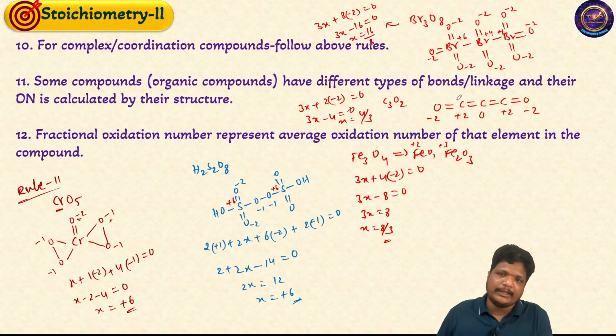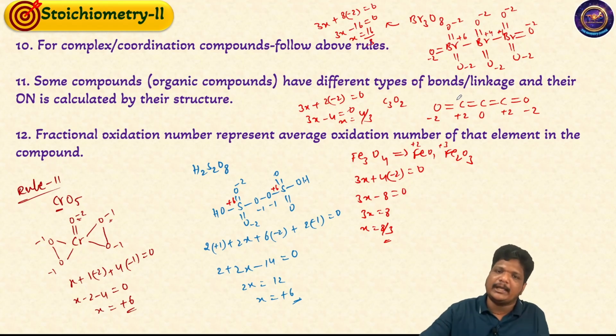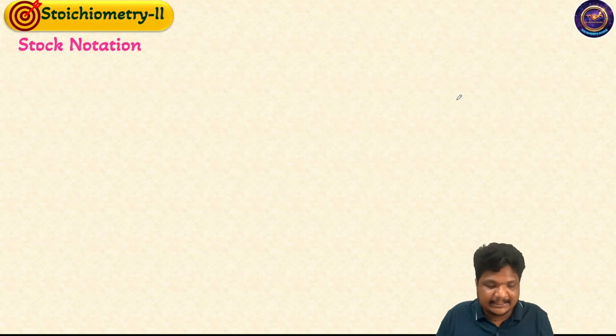In this way, by using these rules, you can calculate the oxidation state of any atom or ion in a molecule. So we use these rules here to calculate the oxidation states of an atom in a molecule. So let us see stock notation.